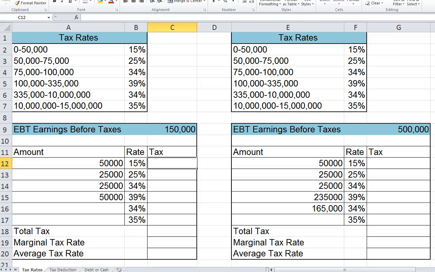This is a video help file to help you complete the Chapter 2 spreadsheet exercise. In this chapter we talk about taxes, corporate taxes. So in the first frame, tax rates, I have two problems.